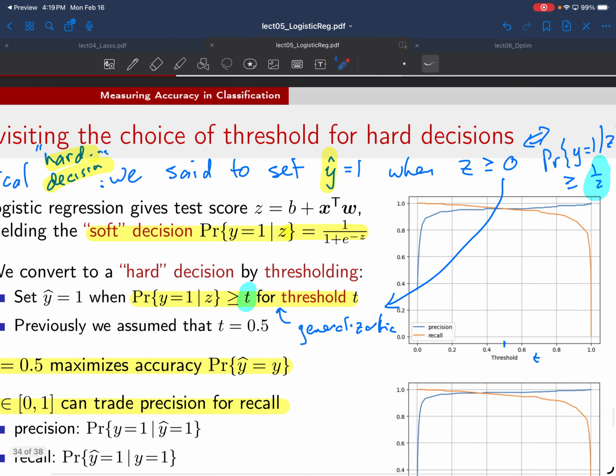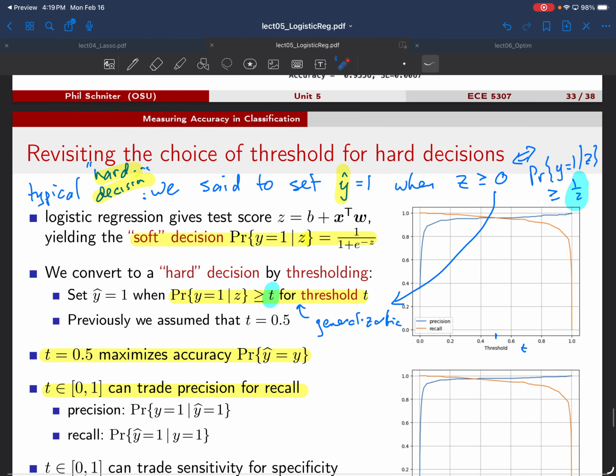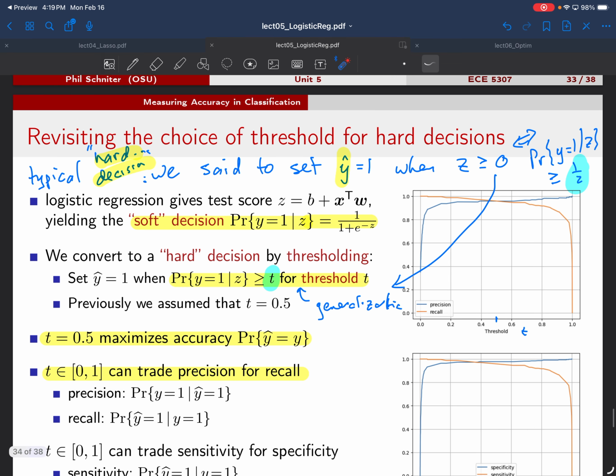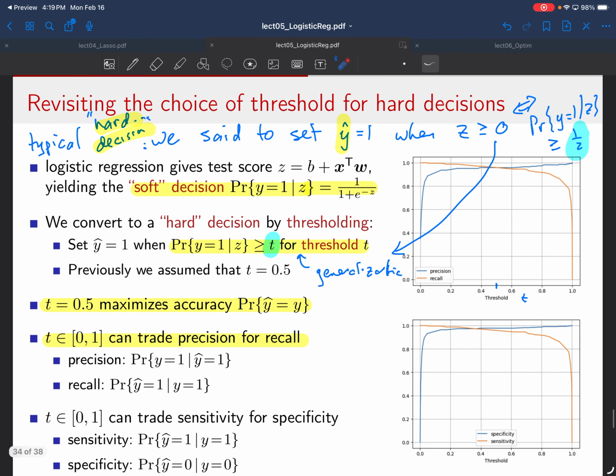Okay, so what we're doing here is we're revisiting our choice of thresholding z at 0, or equivalently the probability at 1/2, with some other threshold T on the probability. Is this making sense? Okay. This is not a great slide. I actually revised the slide, and I just uploaded a new version to the course repository. But anyway, so this is the main idea.